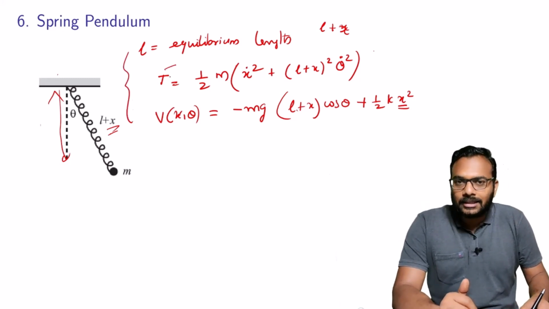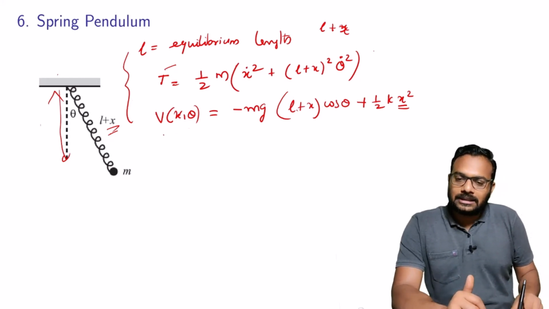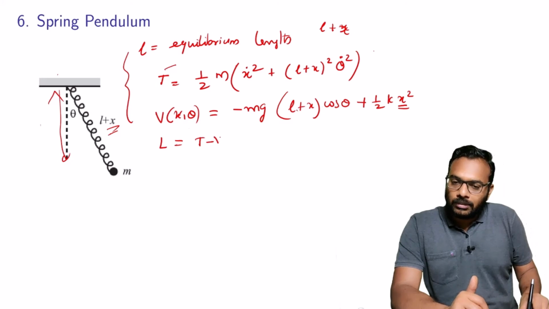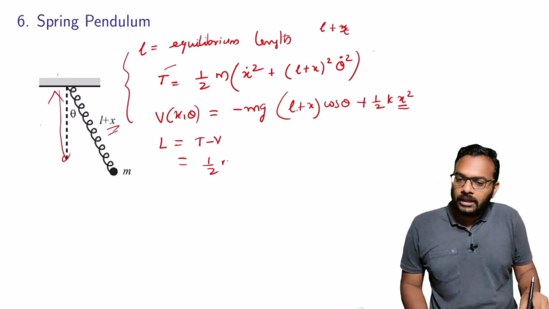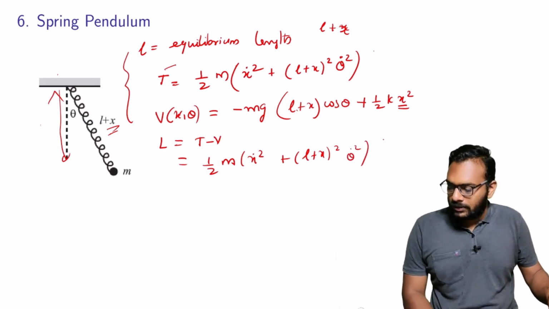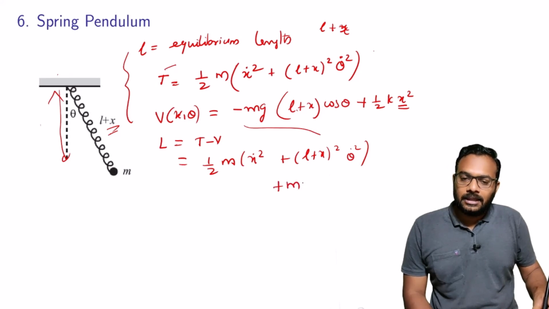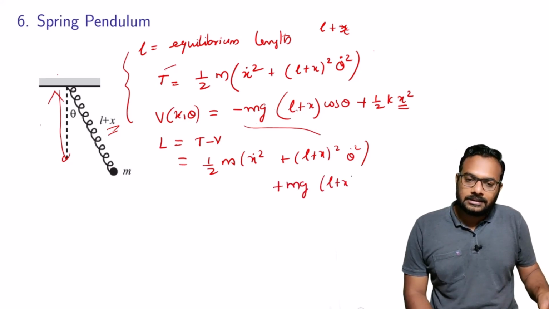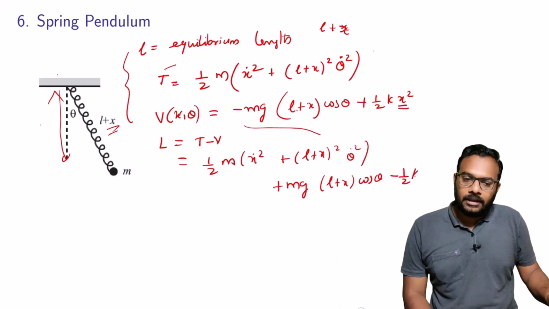You write the total kinetic energy, that's a scalar quantity. You can easily write it. Write the total potential energy. Now you write L equal to T minus V, and that's equal to half m times x dot square plus L plus x square theta dot square. And here there's a minus sign, so it becomes plus mg times L plus x cos theta minus half kx square.